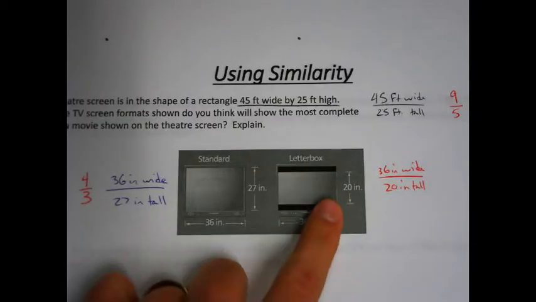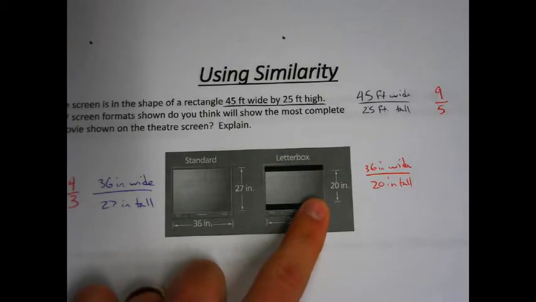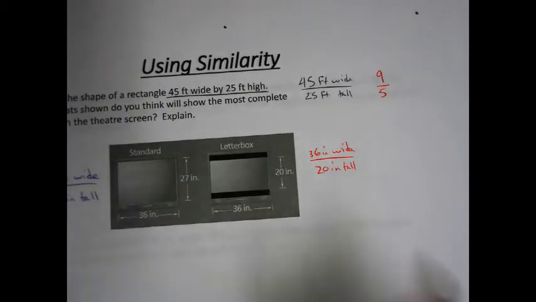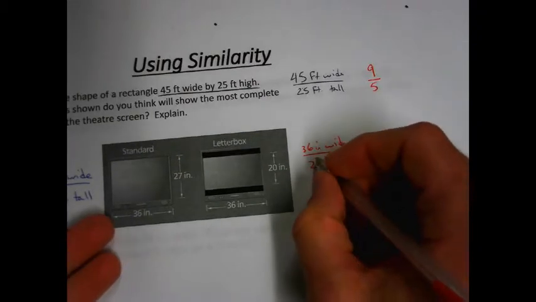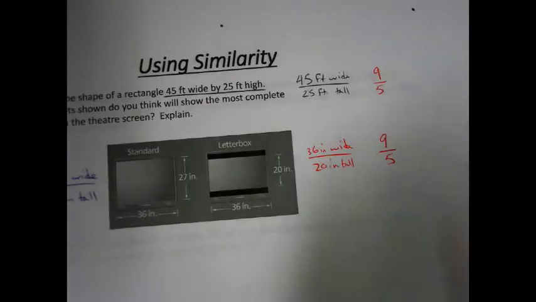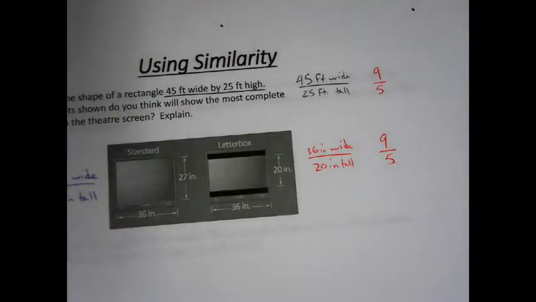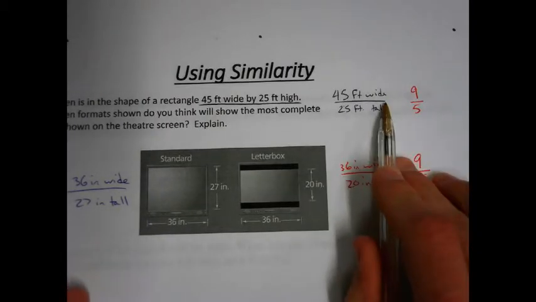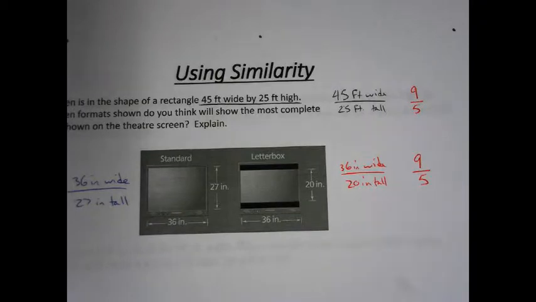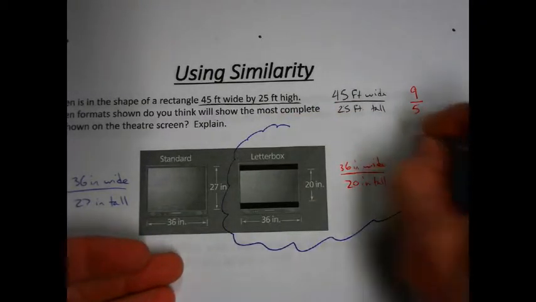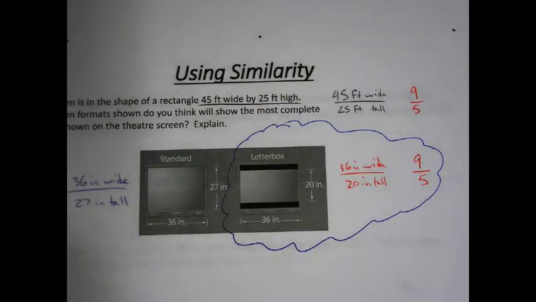Well, what about the letterbox? So let's work on that. We have 36 to 20. Both of these are divisible by 4. Okay, so 36 divided by 4 is 9, and 20 divided by 4 is 5. Look what we have. We have a money winner. The letterbox TV screen is exactly the same ratio as the movie theater, so it is the letterbox screen format that would fit the movie, whatever it is we're watching from the theater.